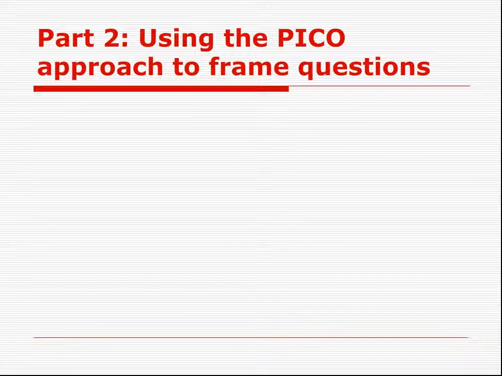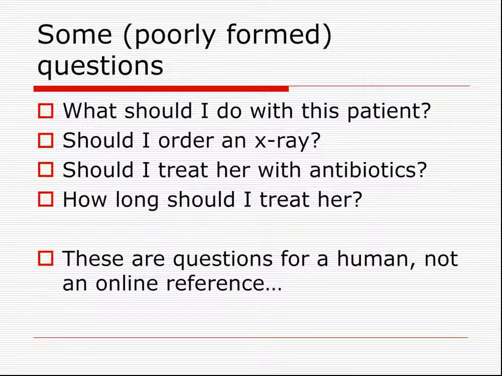In Part 2, we're going to learn how to ask better questions. The framework we're going to use is called PICO, for Population, Intervention, Comparison, and Outcome. It was developed by Scott Richardson and colleagues at the Center for Evidence-Based Medicine.